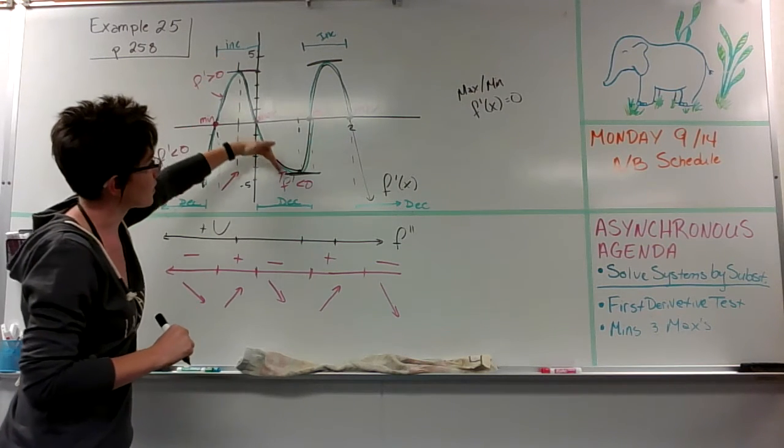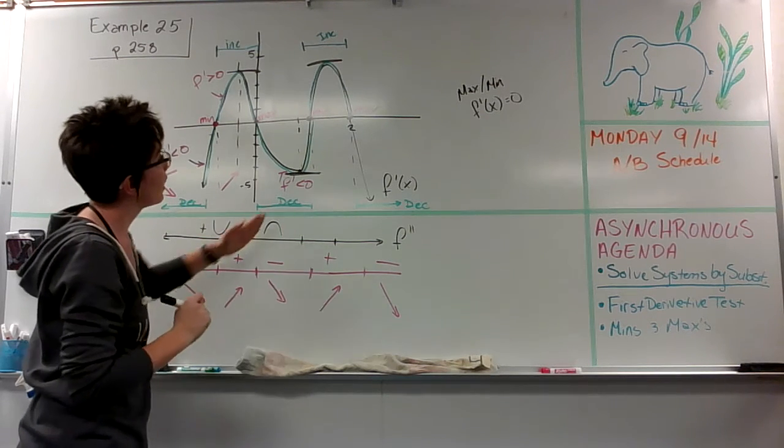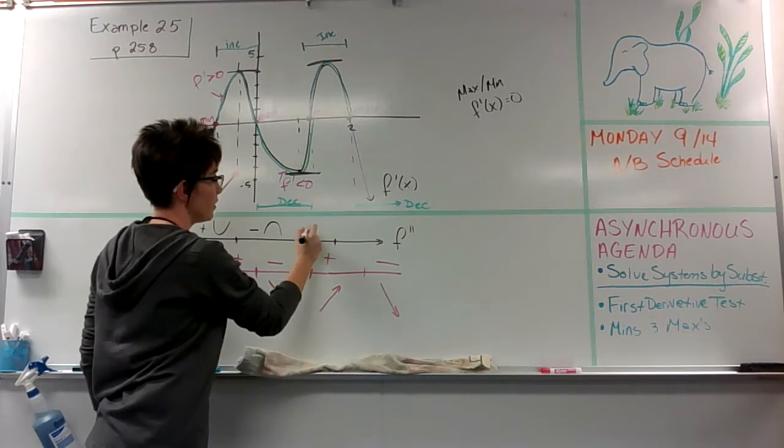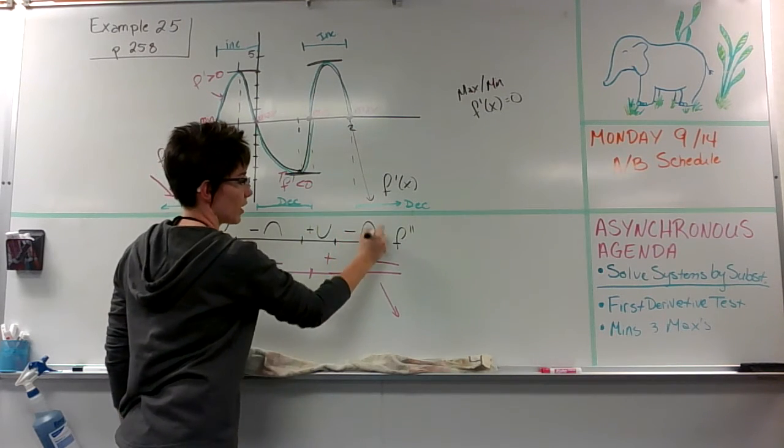Here to here, the slopes are negative. So that means concave down. And then they go positive, concave up. And finally, negative slopes are concave down.